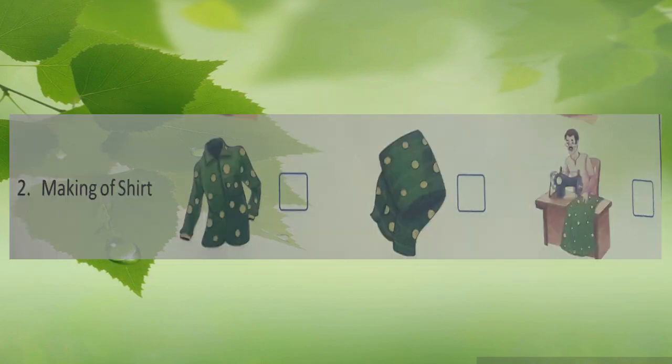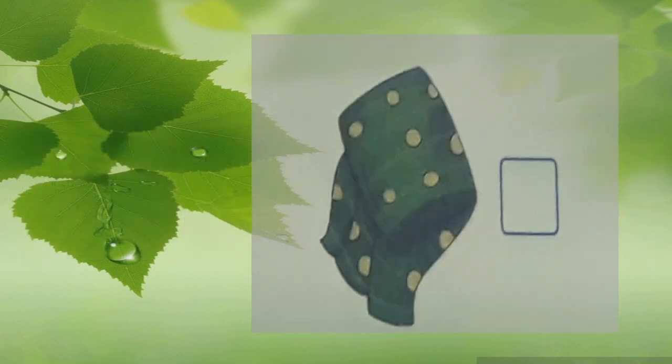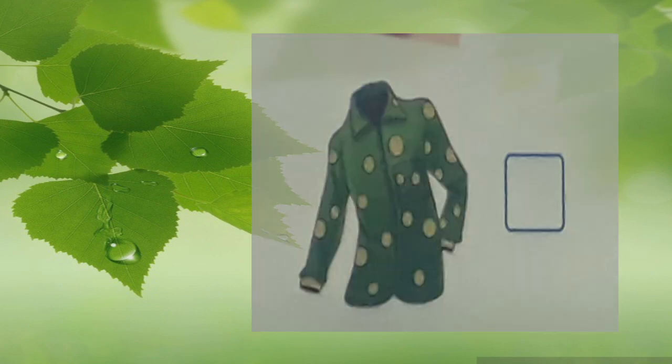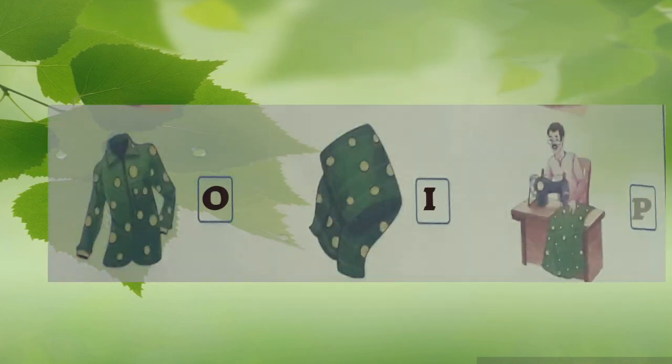Second activity, making of shirt. Here the first step is taking the cloth. Second picture is the first step, input. Next step is stitching the cloth. The third picture shows processing. And the final result is the shirt. So the first picture shows the output. So we have to write it in this way: O, I, P. I think it's clear, isn't it? Very good. Now let us move to the next.